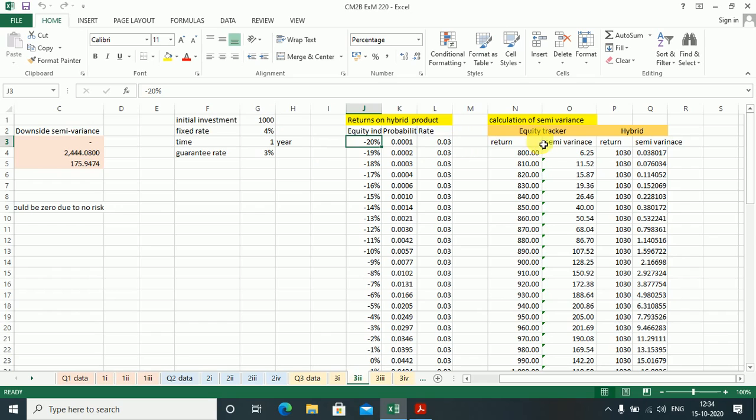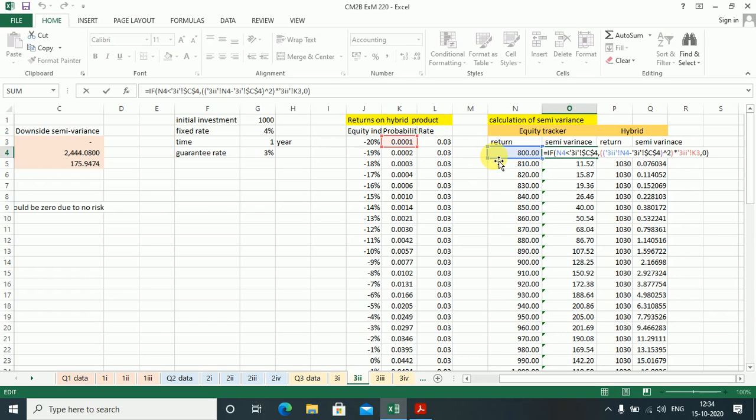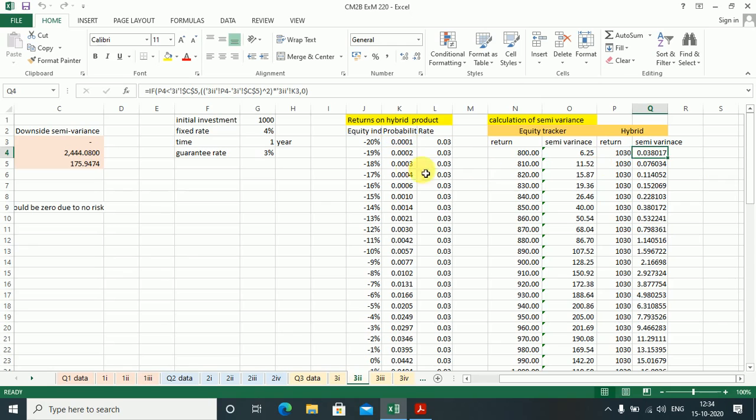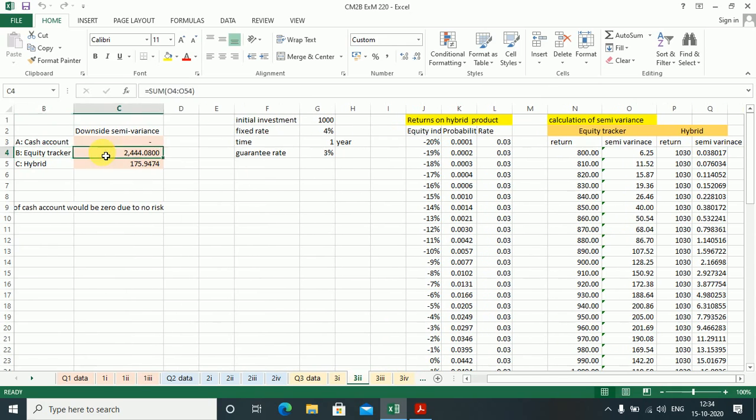For the equity account, the return is already calculated. Now if this return is less than mu, the expected return which we calculated, then obviously we'll use the formula (x minus mu) whole square into probability, otherwise it gives me 0. Similarly here also, if the return is less than or equal to mu, the expected return, then it is (return minus mu) whole square into probability, otherwise it is 0. Once you calculate this, the sum of both of these will give me the downside semi-variance.